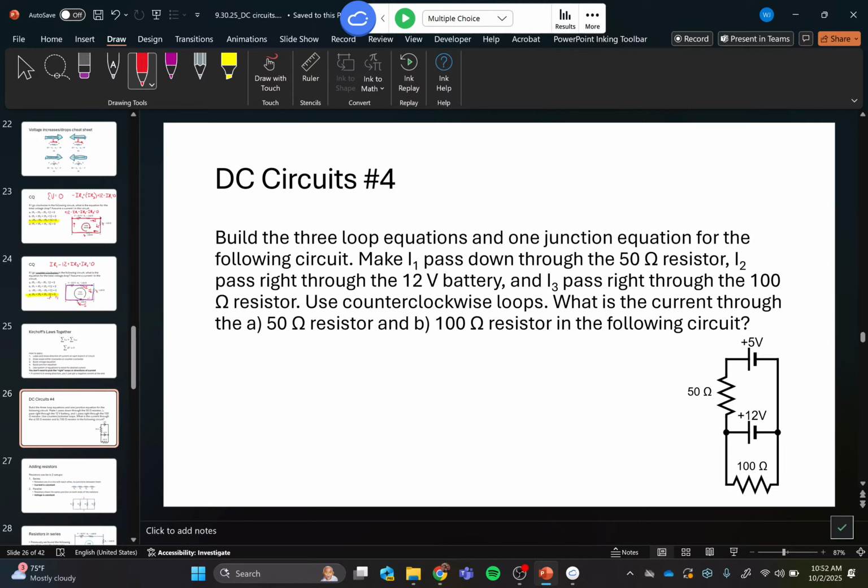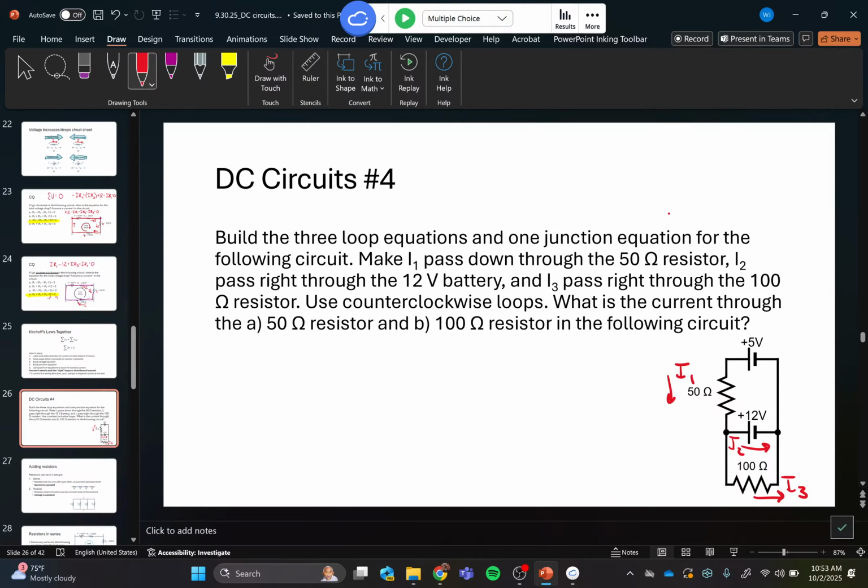All right, so make I1 pass down through this resistor, through the 50 ohm. Make I2 pass right through the middle battery. Make I3 pass right through the 100 ohm. Are these the correct directions of current? Some yes, some no. Does it matter?